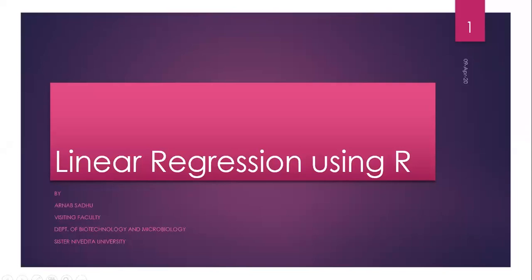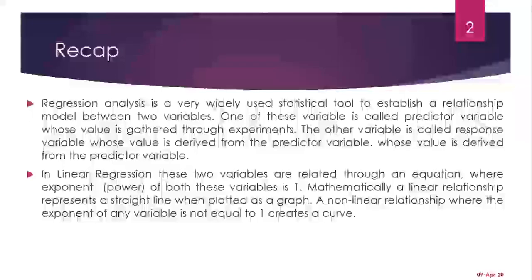So, as we have seen, regression analysis is a tool to establish a relationship between two variables. There will be basically two types of variable, x and y. One variable is called the predictor variable, whose value we will gather through experiments, and the other is the response variable. Both variables will be in power of 1.